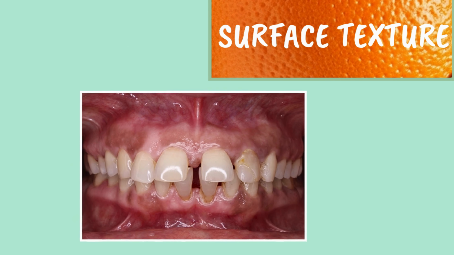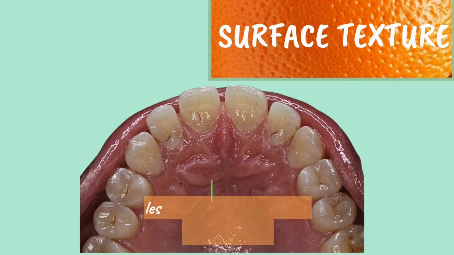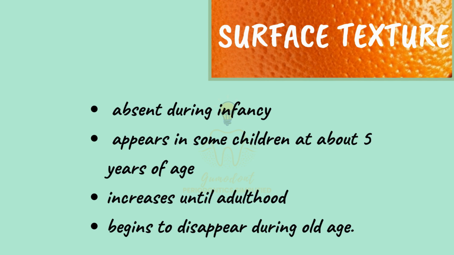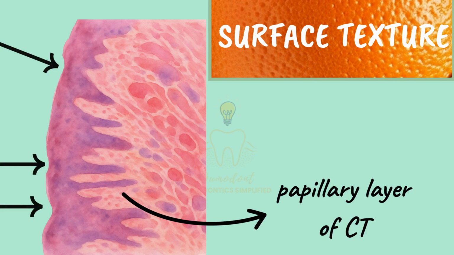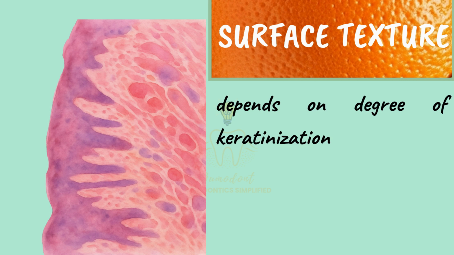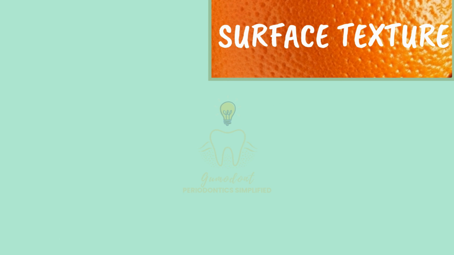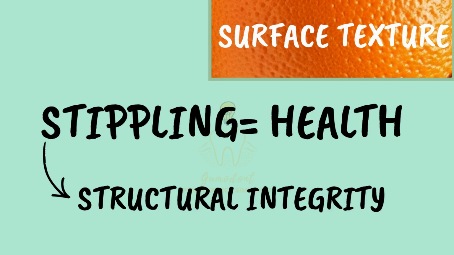The pattern and extent of stippling can vary from person to person and even in different areas of the same mouth. It is usually less prominent on lingual surfaces and may even be absent in some individuals while still being considered normal. Microscopically, stippling is due to alternating elevations and depressions on the surface formed by the underlying papillary layer of connective tissue. It is also related to the degree of keratinization, with more keratinization leading to more prominent stippling. So, clinically, stippling is a feature of healthy gingiva and it reflects its structural integrity.